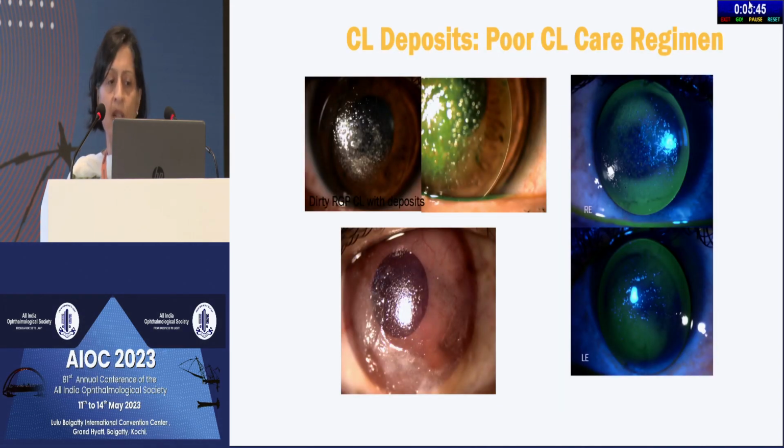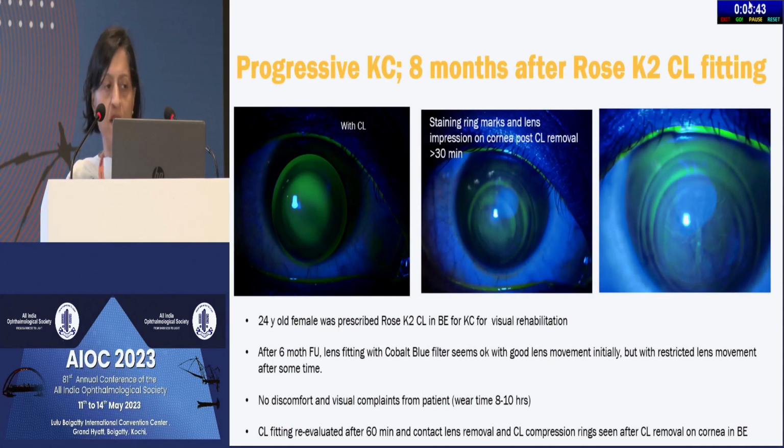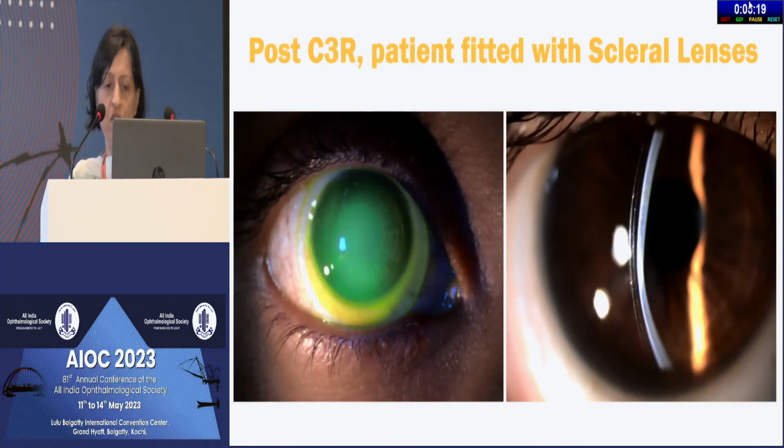There can be contact lens deposits. There could be poor care and regimen. And progressive keratoconus, this is another example of a patient who was prescribed the Rose K2 lens, and you can see there are staining ring marks and lens impression on the cornea post-contact lens removal. After fitting again, one should reevaluate after 60 minutes and then remove the lens again. Only then will you see these contact lens compression rings, which will indicate that the fit is actually not perfect.